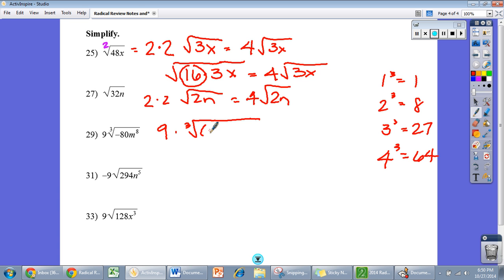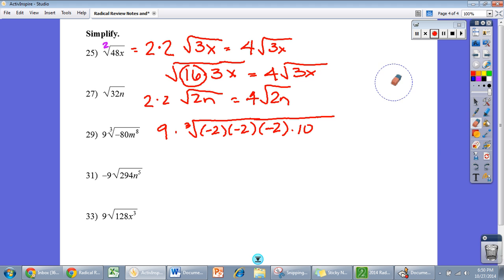So I'm thinking about a negative 2 times a negative 2 times a negative 2 times 10. And if we think about it, negative 2 and a negative 2, that's positive 4, times a negative 2 is a negative 8, times 10, and that would give us the negative 80.